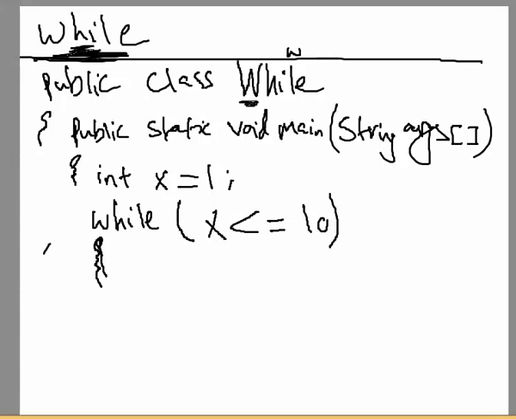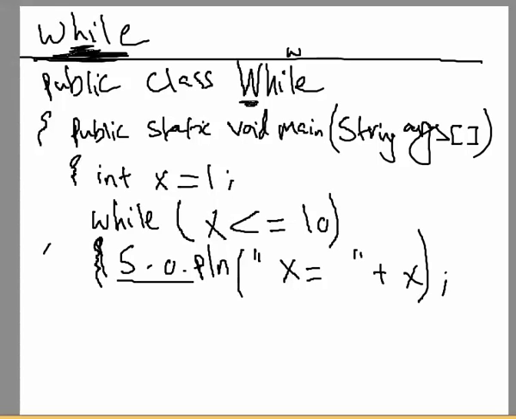So what I can say now is System.out.println. I'm just going to write this short, but in the exam you need to write it in full. I can have a message saying x equals, and then I'll leave a space, and then say plus x. So now you're going to have the value of x. This is just for me to do if I wanted to.